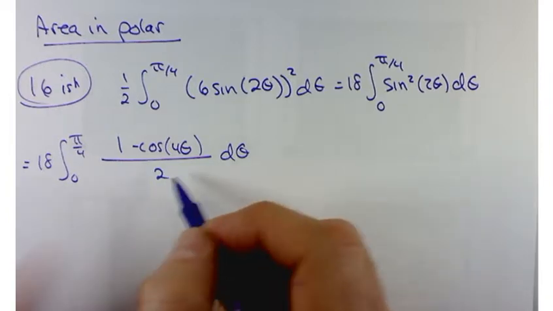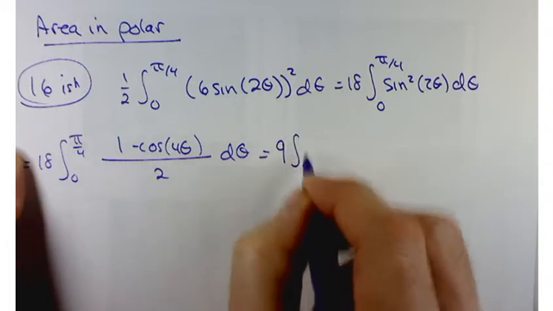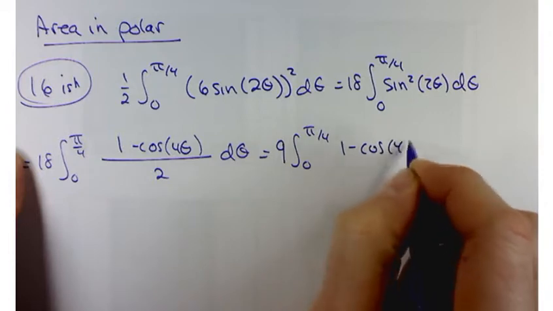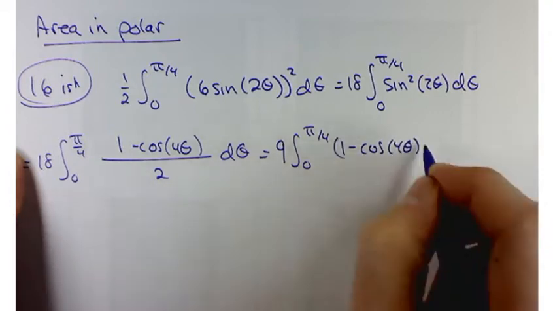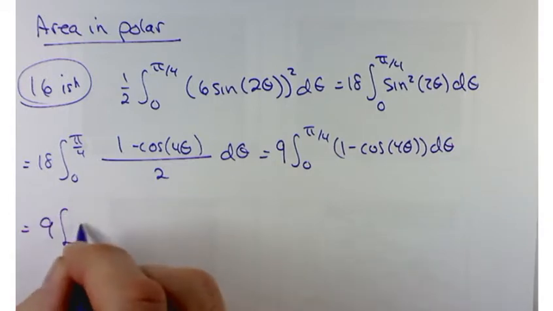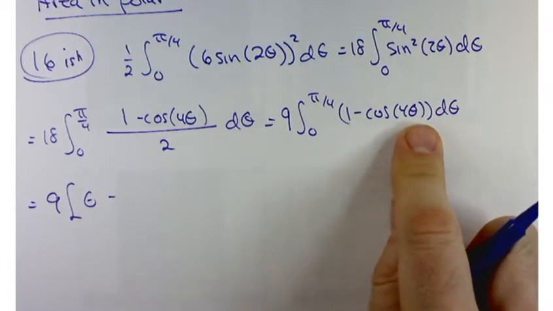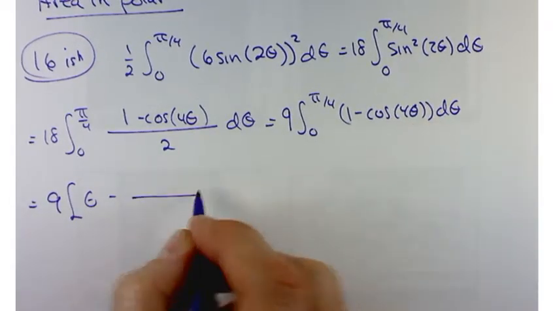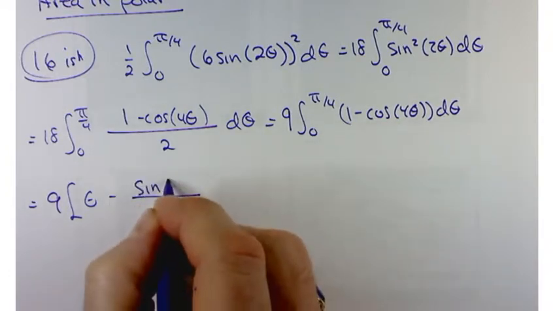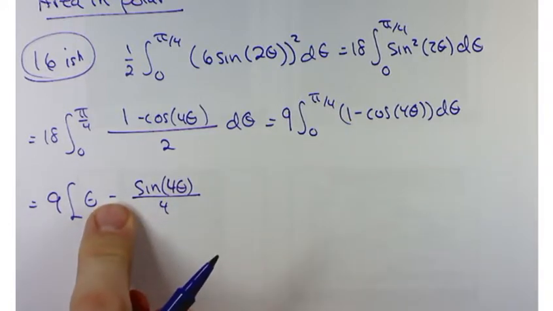And so we can clean this up a little bit more. The 2 and the 18 are going to cancel. And now we're stuck trying to find an antiderivative. 1 minus cosine of 4 theta d theta. Or better yet, 9 times theta. I'm going to have to divide by 4. And I know I'm going to need a sine of 4 theta. But is this sign correct? Should it be a minus or a plus?